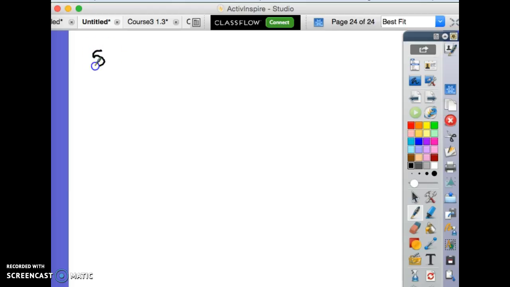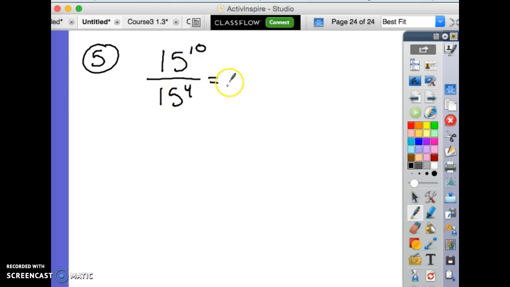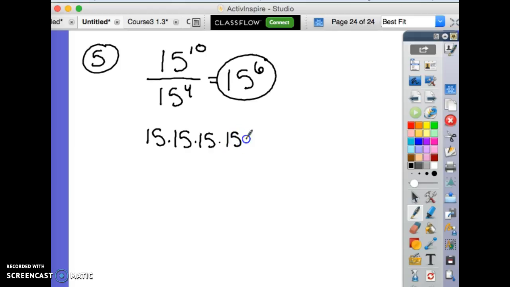Number 5. Okay, this time we have 15 to the 10th and 15 to the 4th. Okay, here my base is 15. Subtracting that, I get 6. So this is my answer. A lot of times when you do this, you think, well, 15 divided by 15 is 1. This problem does not say 15 divided by 15. It says 15 10 times divided by 15 4 times.